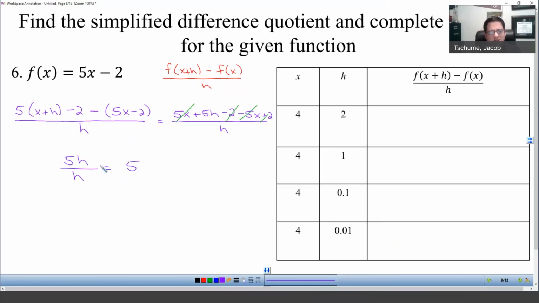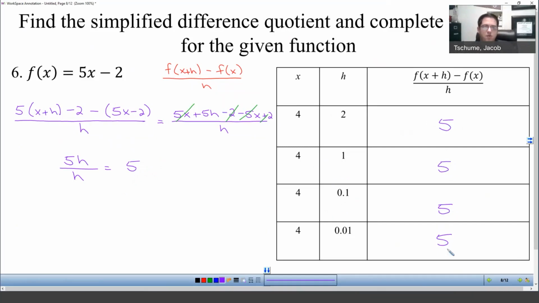Now here's where this actually comes out to be very nice. Over here, the table wants you to take that difference quotient, plug in x equals 4, and then vary the h values. But here's the good news. There are no x's or h's in this difference quotient, so you can't plug any of these numbers in. All that means for your table is that every difference quotient value at every single combination will always be 5.